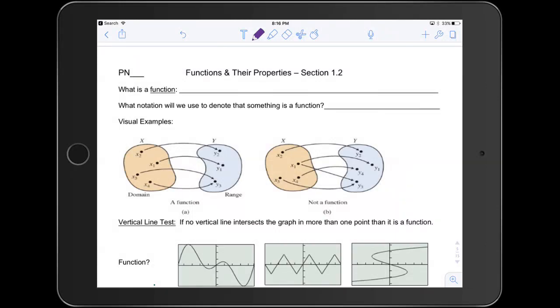Welcome, ladies and gentlemen, to your very first note guide of pre-calculus. We're going to number this as PN1. P stands for pre-calculus, N stands for notes. So PN1. Functions and their properties, section 1.2.